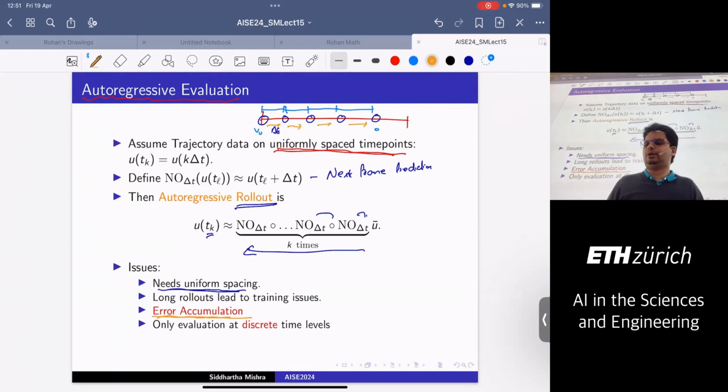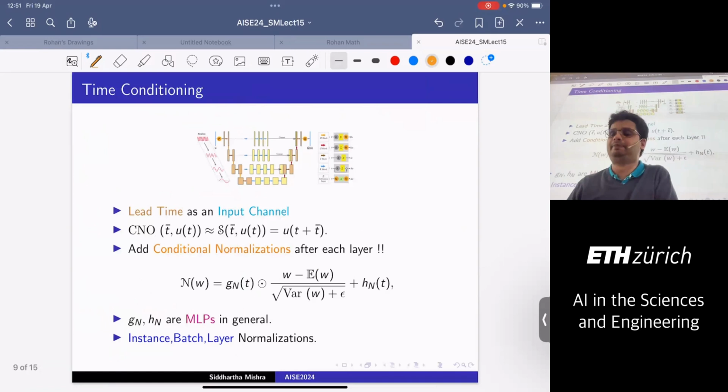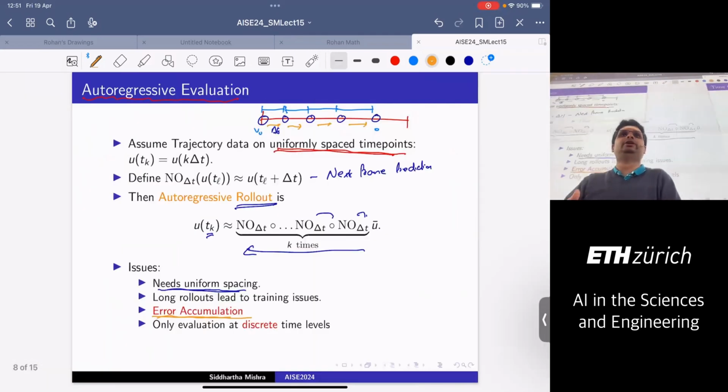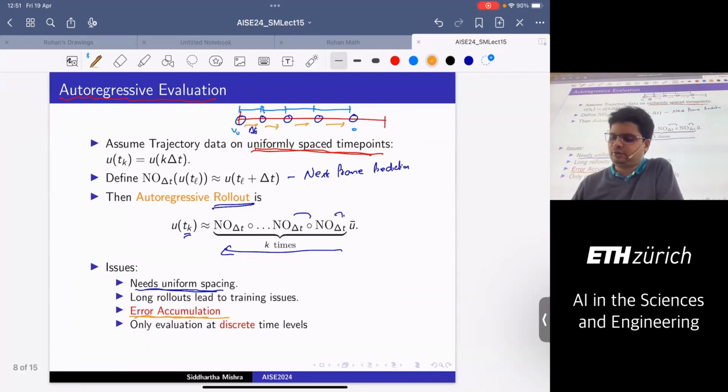So we need to come up with an alternative, and this is what I am going to describe very quickly, and in the next lecture I'll give you some more details. It's not the only issue, it's not just error accumulation, we also wanted a continuous output, right? We wanted to be able to evaluate the solution operator, probe it at any point. So what do we do?